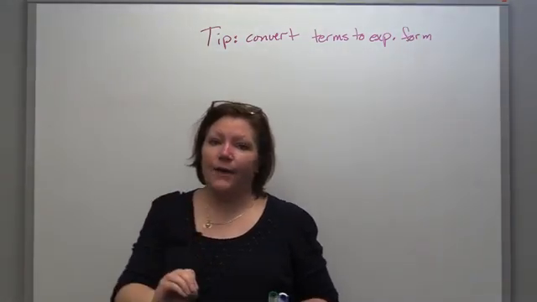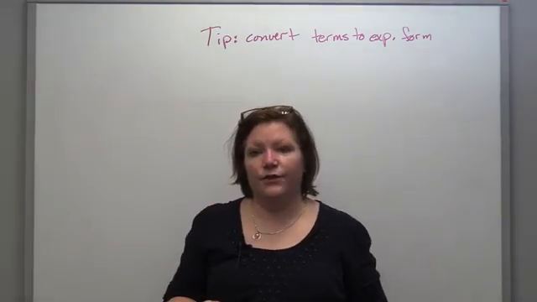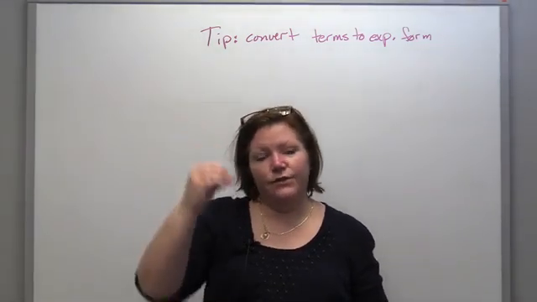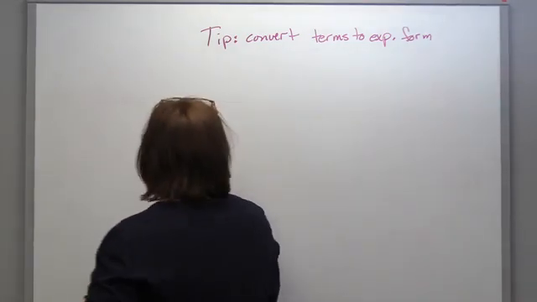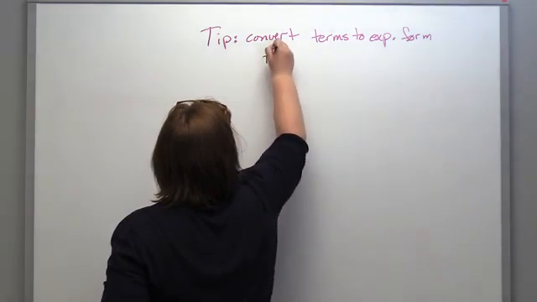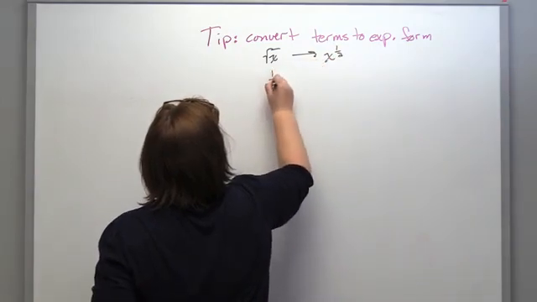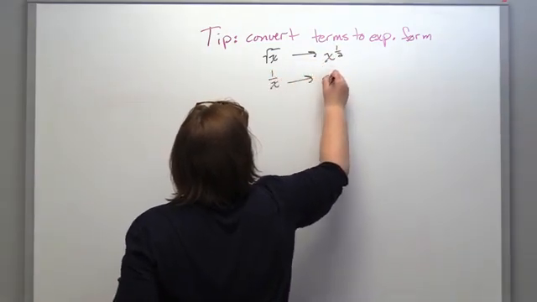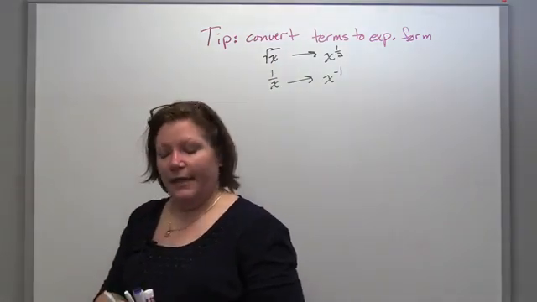That means any radicals you want to convert to exponential form. And if we have, for instance, 1 over x, we want to convert that to exponential form. So the square root of x, we want to convert to x to the 1/2. 1 over x, we want to convert to x to the -1. And lots of different examples like this.